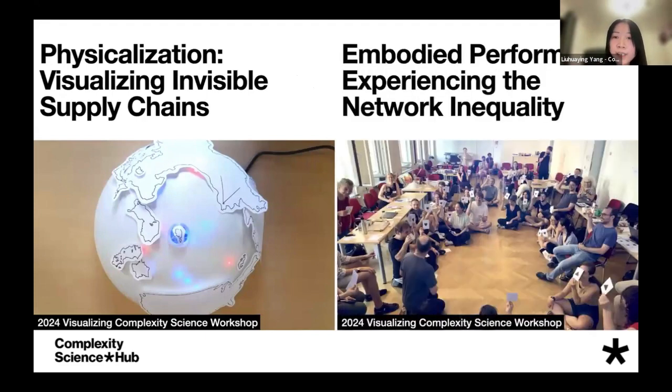And they had another team that created an embodied performance. Here, every person acts as a node in your network, and they need to pass information down to their connected nodes. And by the end, they can learn what network inequality is from their own perspective as nodes. So those ideas are very preliminary because they only had 5 days, but they are already very inspiring for us to understand what could be possible.